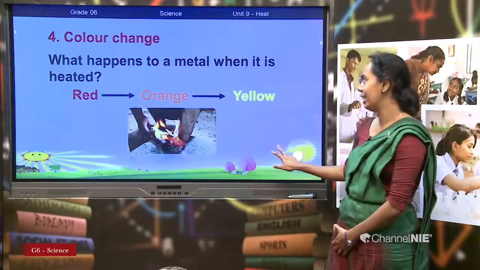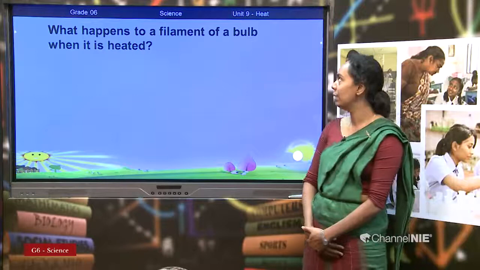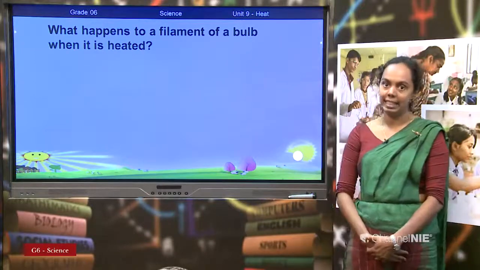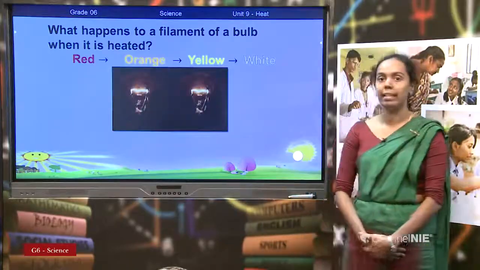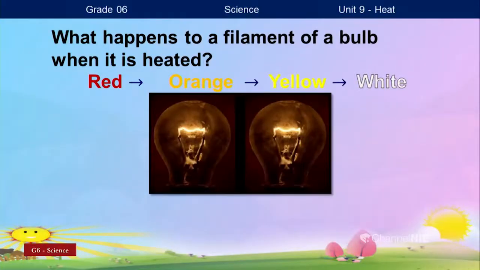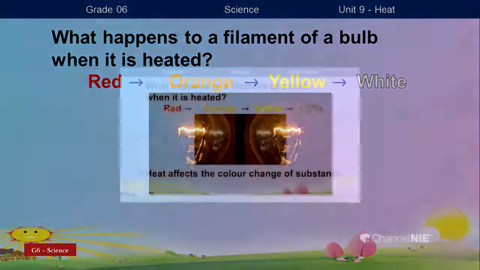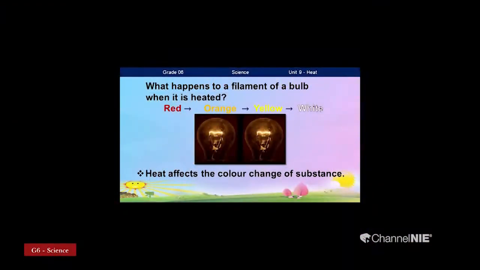Then we will see what happened to a filament of a bulb when it is heated. When we are supplying heat by using electricity, we can see the filament of the bulb first becomes red color, then it becomes orange color, yellow color, and white color. Then you know heat affects the color changes of a substance.